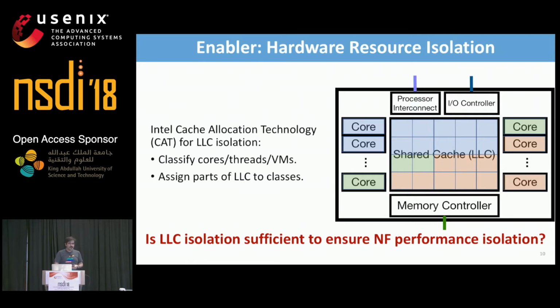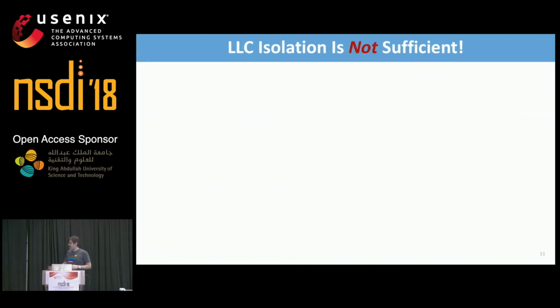So the natural question is whether CAT and LLC isolation is sufficient to ensure NF performance isolation. For a while, I personally and our colleagues thought that this is the case. There are many reasons to believe that. There's prior work suggesting that, and naturally, you're inclined for many reasons to believe that's the case. But it is not.